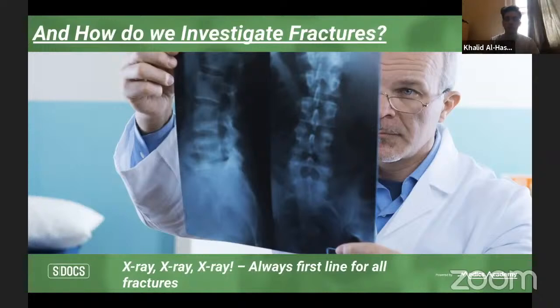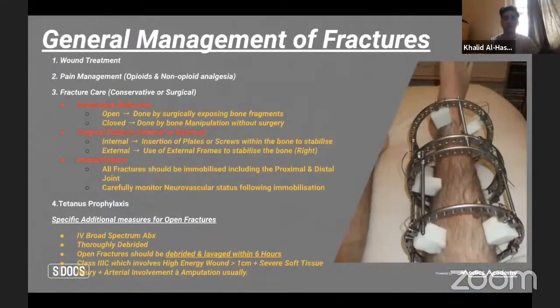So the way in which we should image fractures is that we tend to do an anteroposterior imaging, in which we take a look front to back, and a lateral as well, so that we can visualize the entirety of the bone in a 3D manner. So, general management of fractures. This is the general management pathway of fractures.